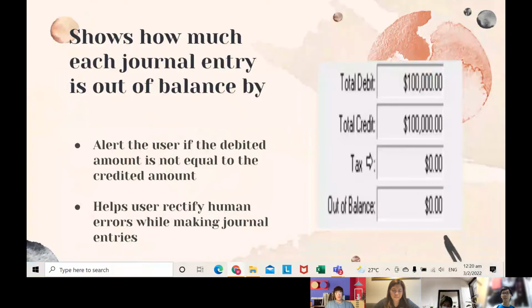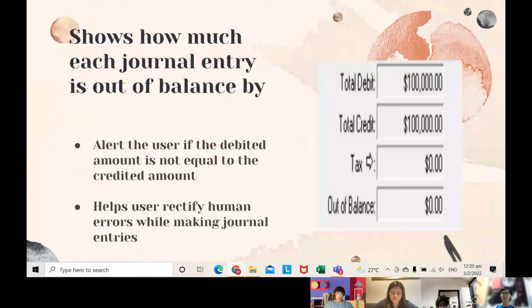Next up, there is a tab that shows how much each journal entry is out of balance by. By right, the total debited amount must equal the total credited amount for each journal entry. If it is not equal, then the out of balance tab will show a value that it is out of balance by. If there is a value there, the user will know that there is something wrong with the journal entry and will proceed to try and make changes to it.